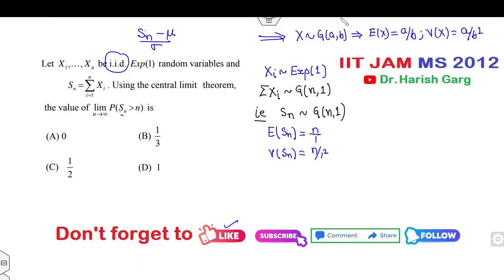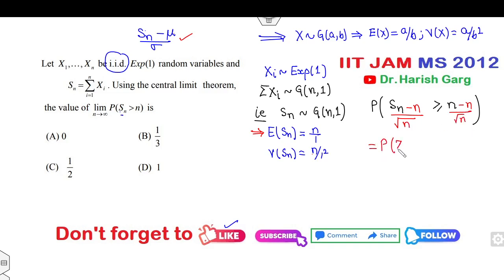Now your target is to find the probability that Sn is greater than or equal to n. Now your target is to write it in terms of the mean of Sn. So I can subtract n on both sides and divide by the standard deviation, that is the square root of n divided by n.